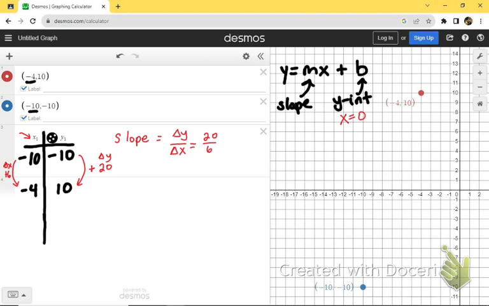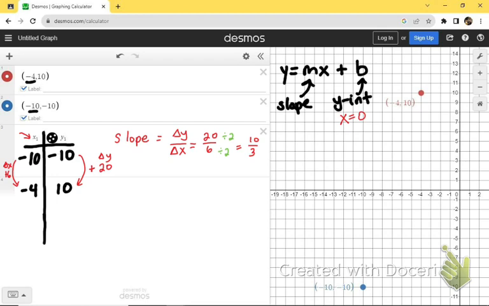And then we can reduce it. I'm going to go ahead and divide by 2 on the top and divide by 2 on the bottom. That is going to end up giving us 10 over 3. So this is our slope, 10 over 3.